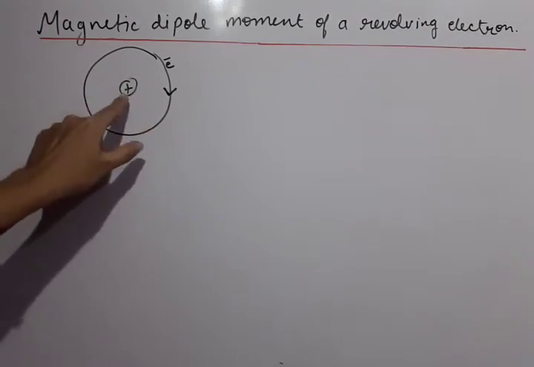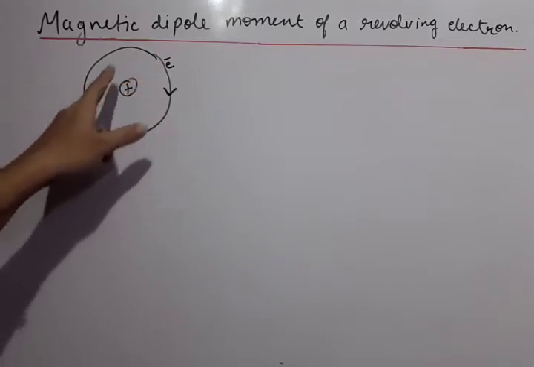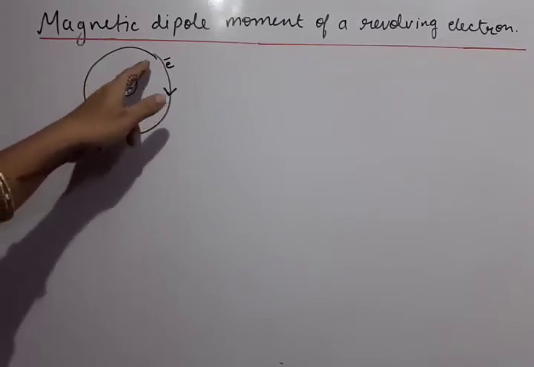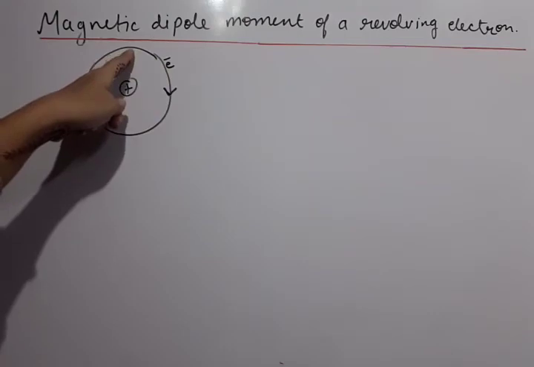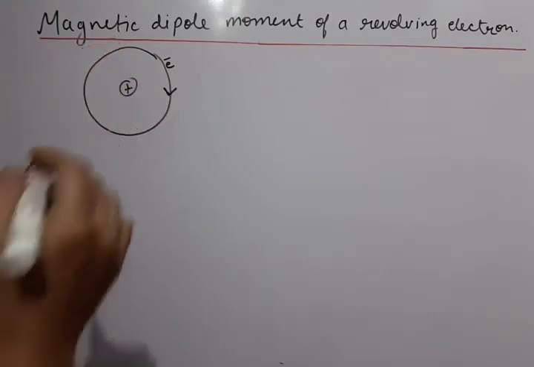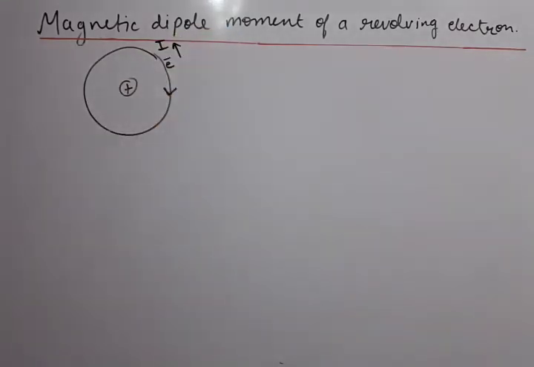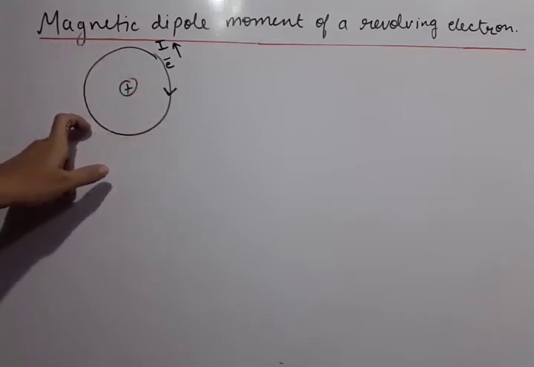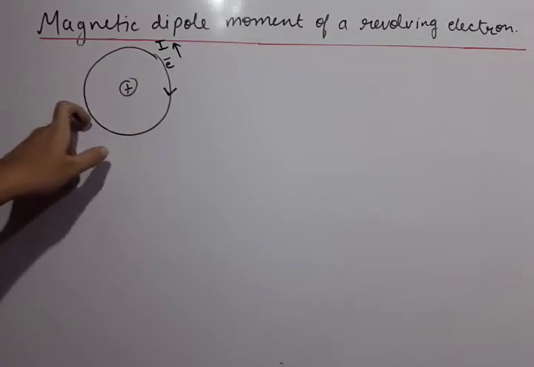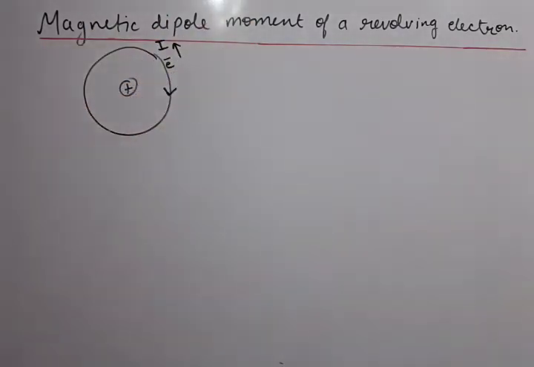So, let us see this diagram. Suppose we take one nucleus and around it one electron is revolving in this direction. Opposite to the electron's revolution direction, the current will flow, because current flows in the opposite direction of the electron. So current is flowing in this direction in this coil. That means this is a current carrying coil. This orbit is actually a current carrying coil, and because every current carrying coil possesses the magnetic property, we will be calculating the magnetic dipole moment.